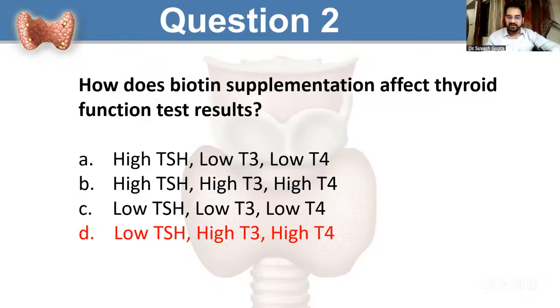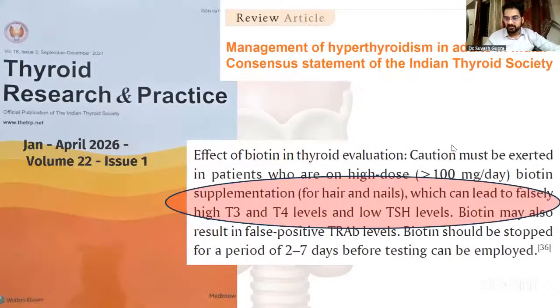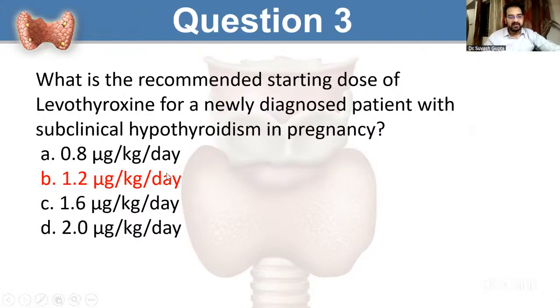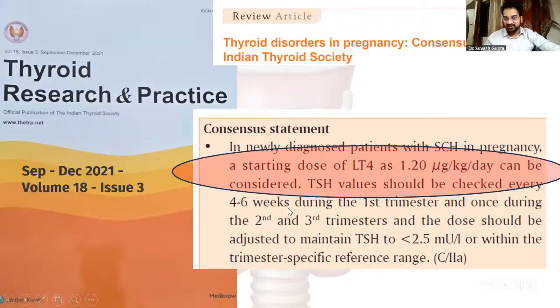How does biotin supplementation affect thyroid function test results? Many of the multivitamins have biotin these days and can lead to falsely reported low TSH, high T3, and high T4. This was again mentioned in the flagship journal of Indian Thyroid Society, where they have mentioned hair and nails when we give biotin supplementation. It can lead to this result. What is the recommended starting dose of levothyroxine for a newly diagnosed patient with subclinical hypothyroidism in pregnancy? Many of us have marked it incorrect. It is actually 1.2, as mentioned again in the ITS journal, that a starting dose of 1.2 microgram per kg per day can be considered in such patients.